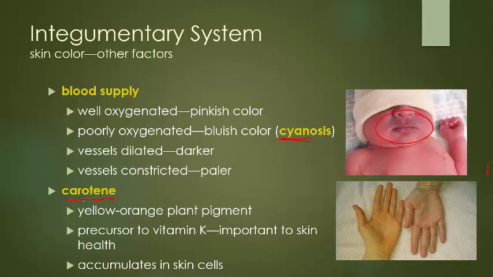Carotene is a pigment that's found in the squashes especially. So it's a yellow-orange pigment. We see it in squashes like butternut squash and pumpkin, but we can also see it in carrots, and even beets have carotene in them. And it's a precursor to vitamin K. So we can make vitamin K using carotene. It turns out that vitamin K is very important to skin health. And so the skin will selectively take up carotene in order to have a healthy supply of vitamin K to the body.